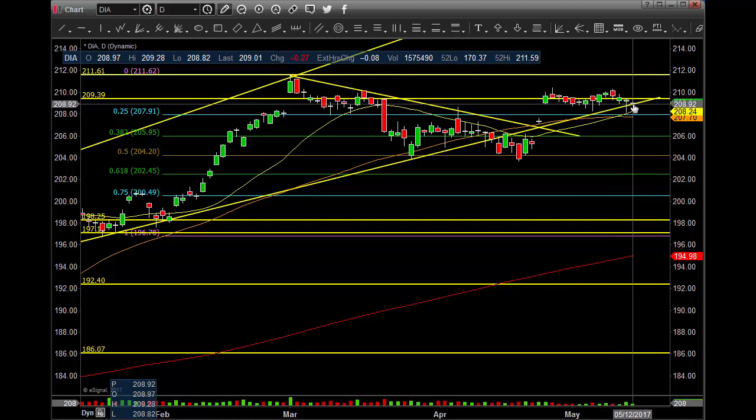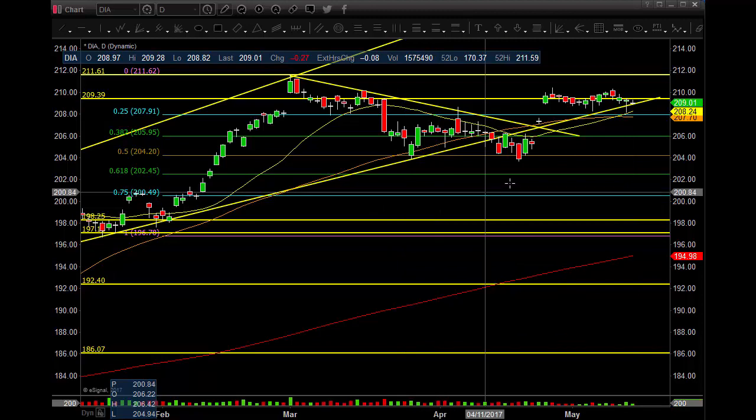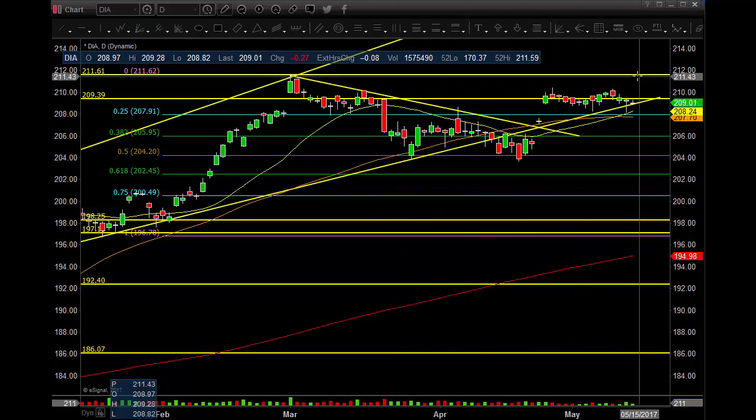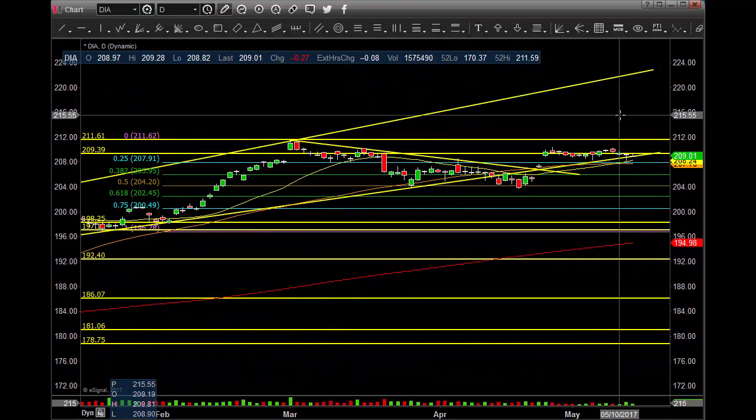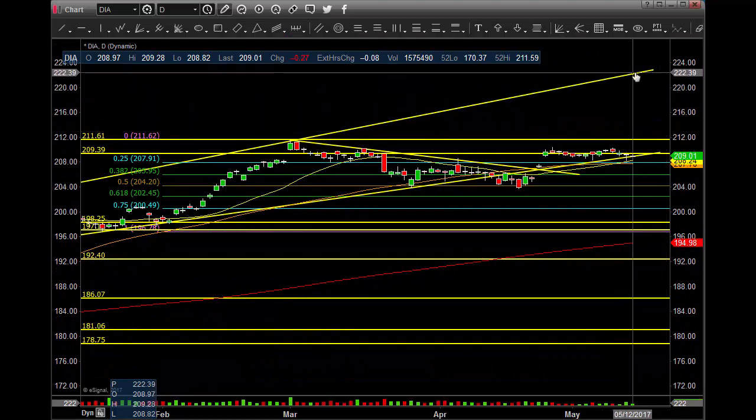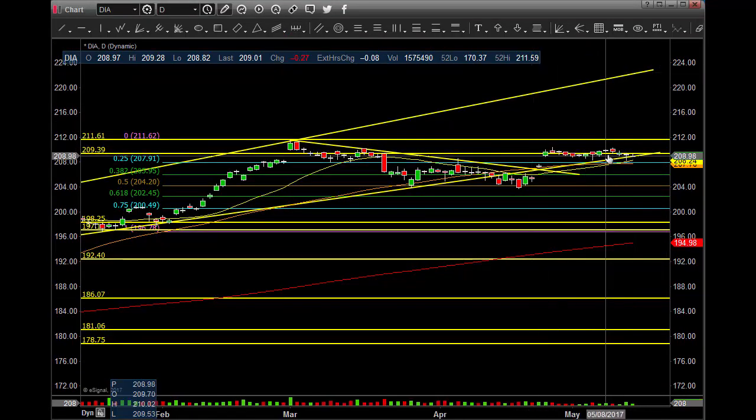But pretty much an uneventful day on Friday on the DIA. Just kind of stalled out, sat above the MA or the trend line there. So nothing wrong, guys. If you're bullish, it needs to get above this 211.59, and then honestly, if it goes, then you're looking at 215, 220, and then the trend line up here, 222.